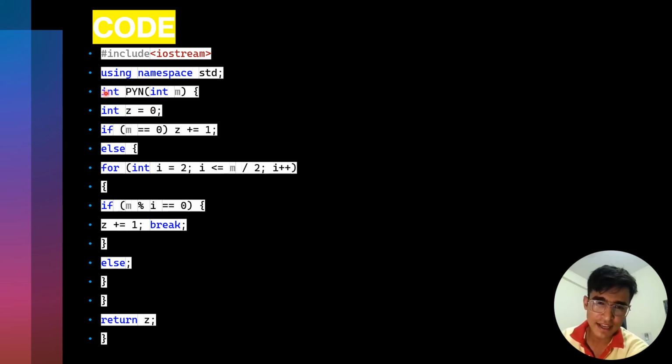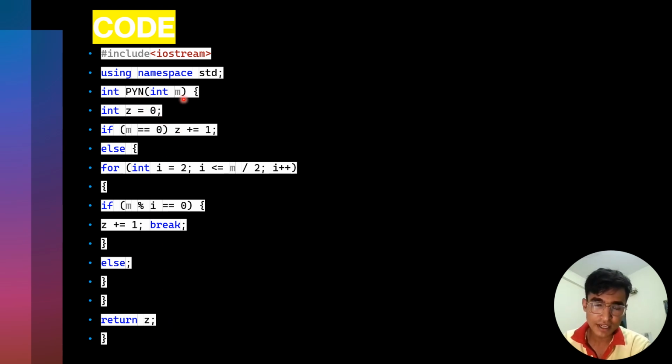So we have to define the data type before the pyn function: int pyn. And what will we give as input? We will be giving integers as input. So int m. Then int z is equal to 0. We have given the value of z as 0. If m is a prime number, then z's value will not be updated. Z's value will remain, sorry, 0. If m is a composite number, then z's value will be updated from 0 to 1. So at last, the pyn function will return the value of z.